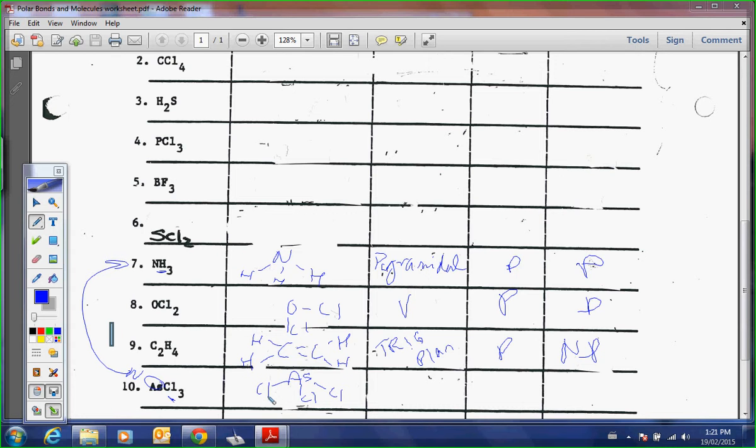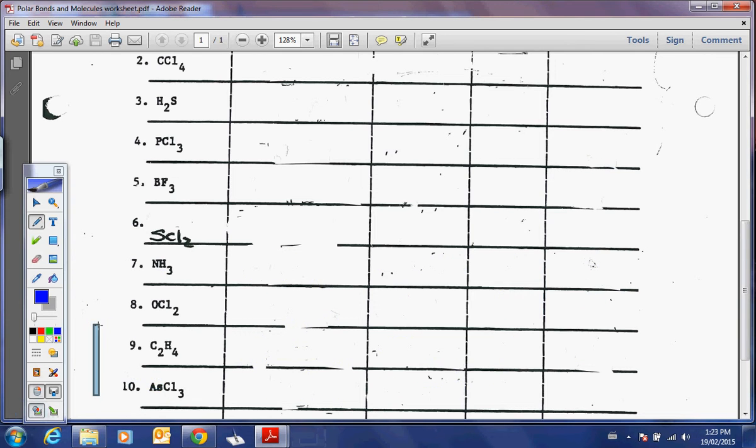AsCl3, pyramidal, just like number 7 was, polar just like 7 was, and polar just like 7 was. Is that right? I would want to double check the electronegativity differences of As and Cl, but okay, just because you don't deal with As very often, so you would just want to double check that.